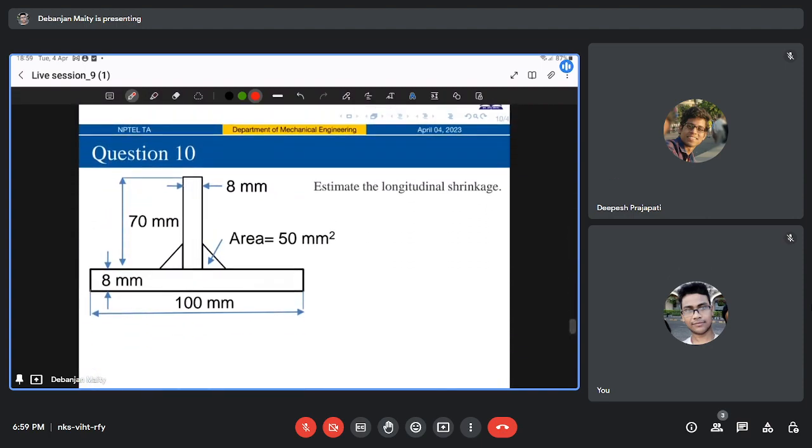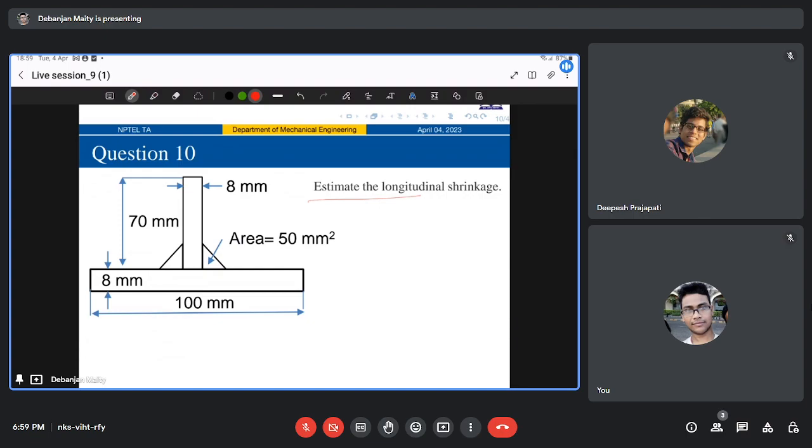Move to the next question. So this is for fillet weld. You need to estimate the longitudinal shrinkage. Take your time, and if it is not happening, then we'll discuss. Anyhow, we'll discuss after you provide the answer.